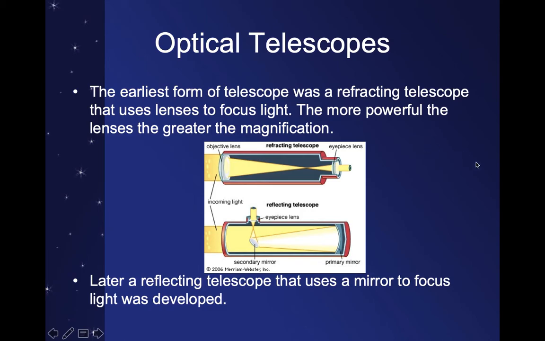The earliest form of telescope was a refracting telescope. That was the first one that was developed. The more powerful the lenses were, the greater the magnification was. Later on, they invented the reflecting telescope that uses mirrors to help focus light. Again, I'm not going to go into detail because you learned about this in grade 8, but we have refracting and reflecting telescopes.